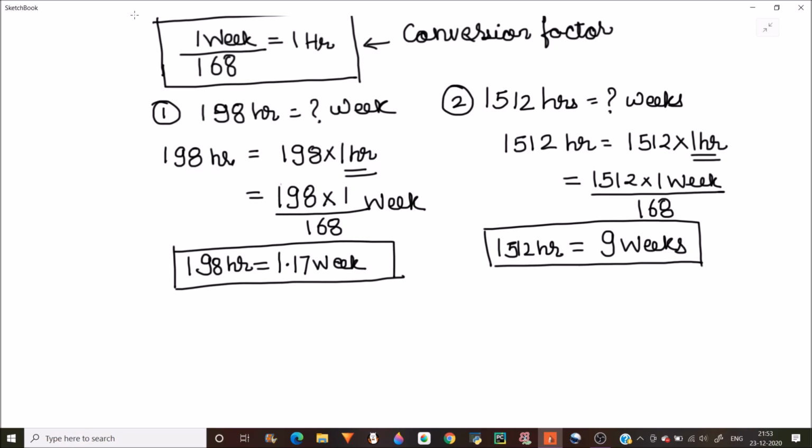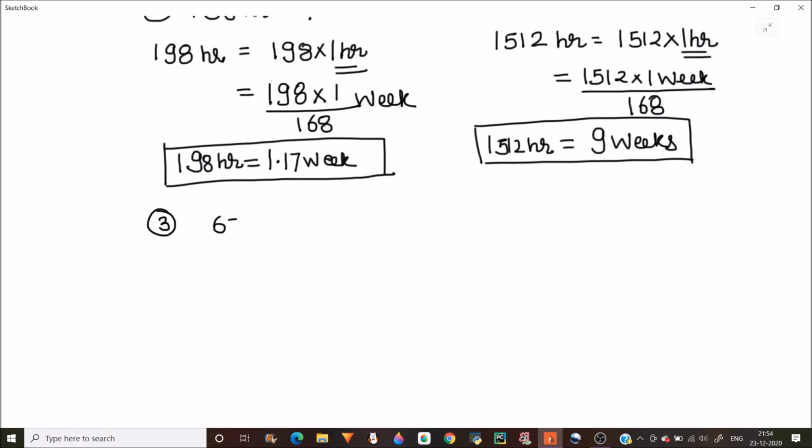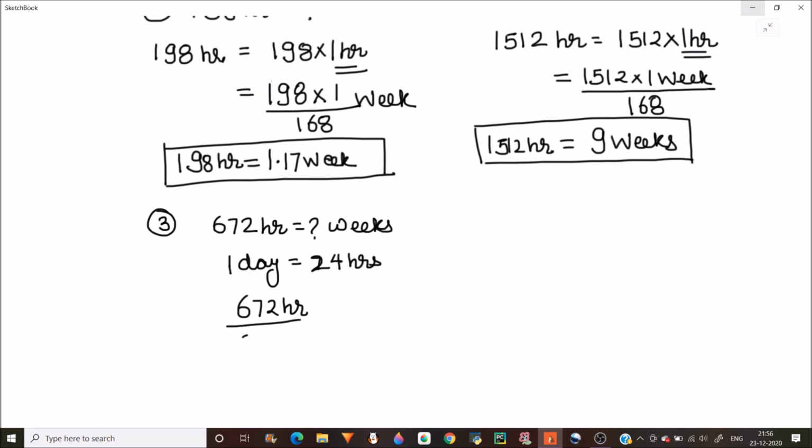Now let's take one more example where we convert hours to weeks without using the conversion factor. Here we convert 672 hours to weeks. As we know that one day is equal to 24 hours, we'll divide this 672 hours by 24 hours to calculate the number of days. So 672 hours divided by 24 hours is equal to 28 days.